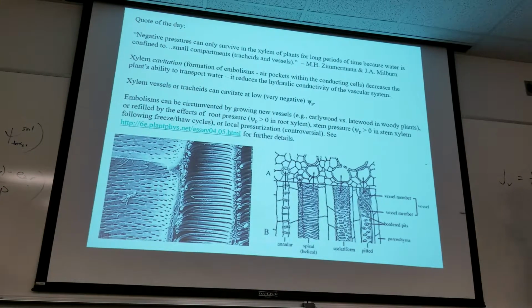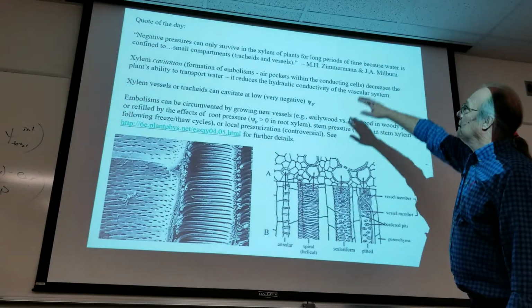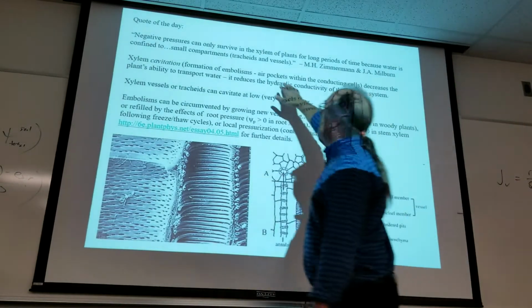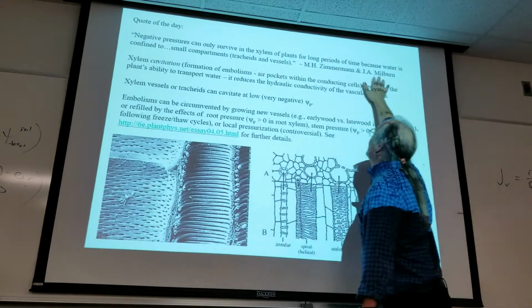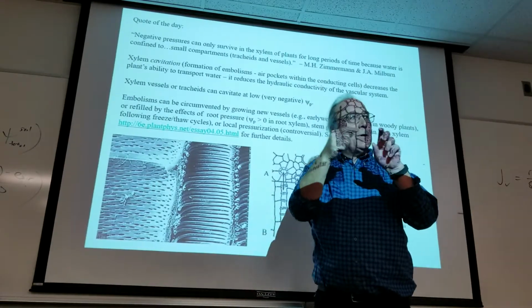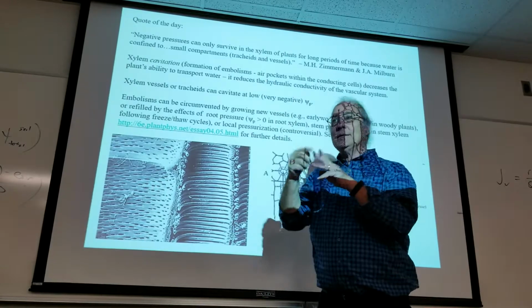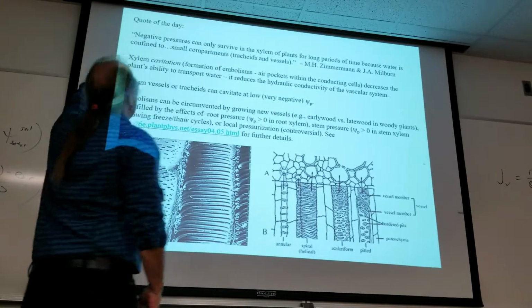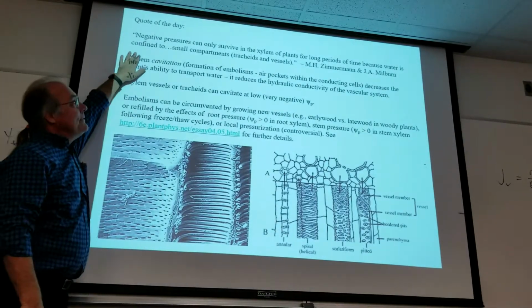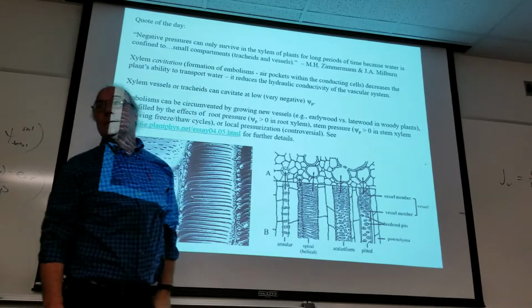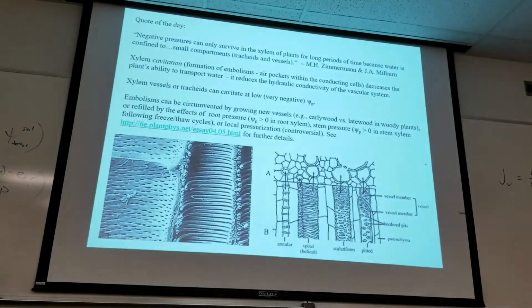So here's the quote of the day. Negative pressures, quote of the day, not in Milburn. These are the guys that, here's Milburn, the guy that wrote that book. And Zimmermann's one of the guys that made that pressure probe apparatus for pressure potentials in single cells. All right, they wrote some article somewhere that said, negative pressures can only survive in the xylem of plants for long periods of time because water is confined to small compartments. So, otherwise, plants wouldn't work.